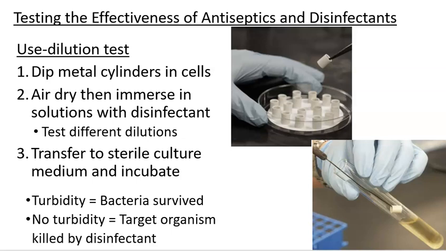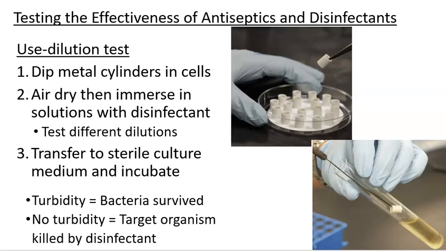And so their solution for this is to actually take some metal cylinders and dip them into some culture media with your cells, and then take them out and air dry them. And that's going to give you some cells on the surface of this. So kind of mimicking like a desktop that you're using where you're spraying your disinfectant there.